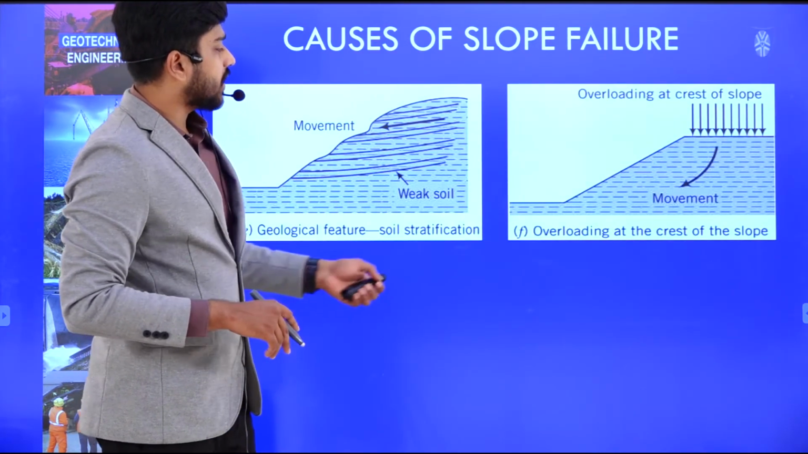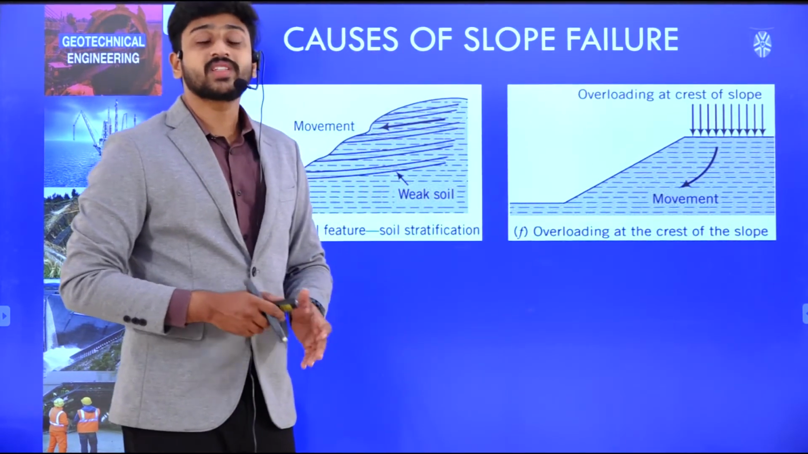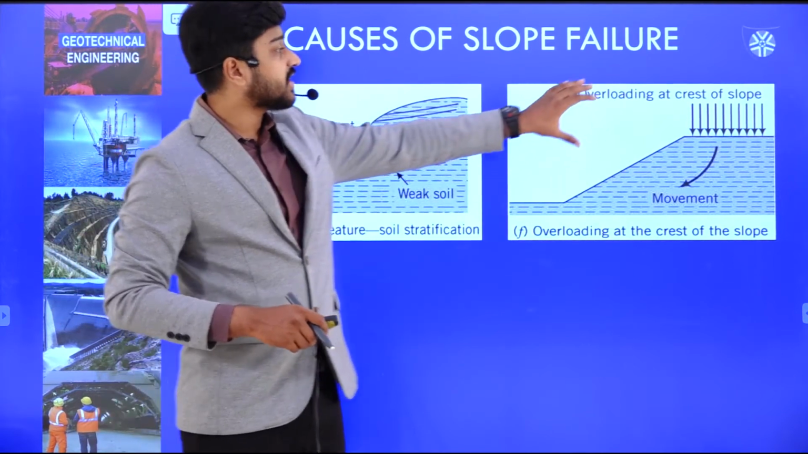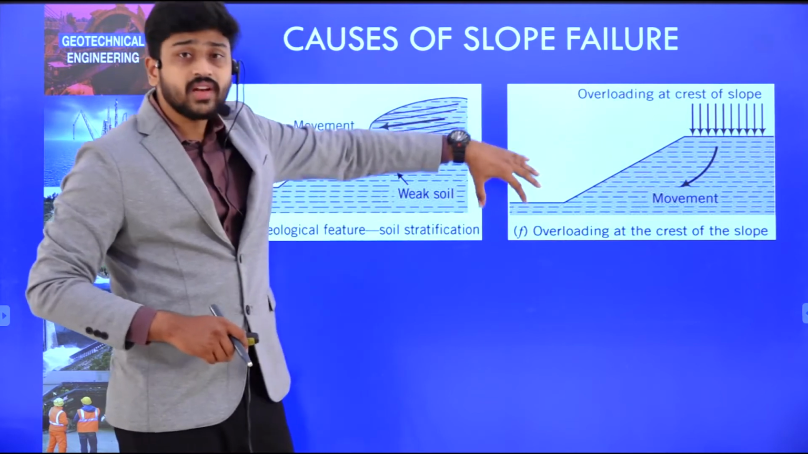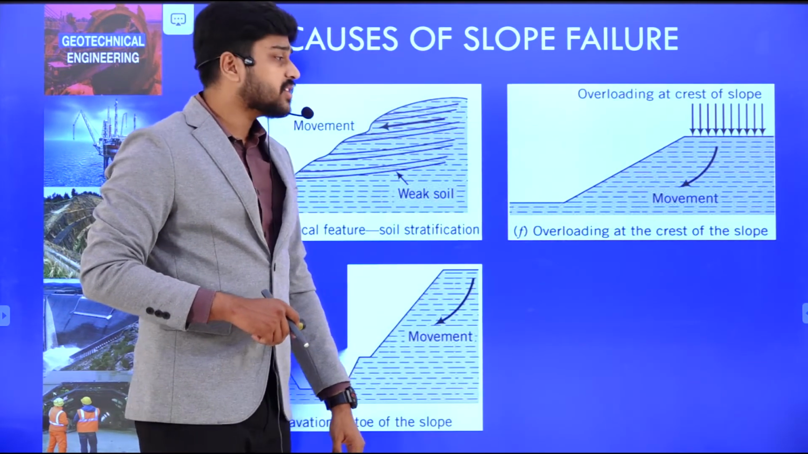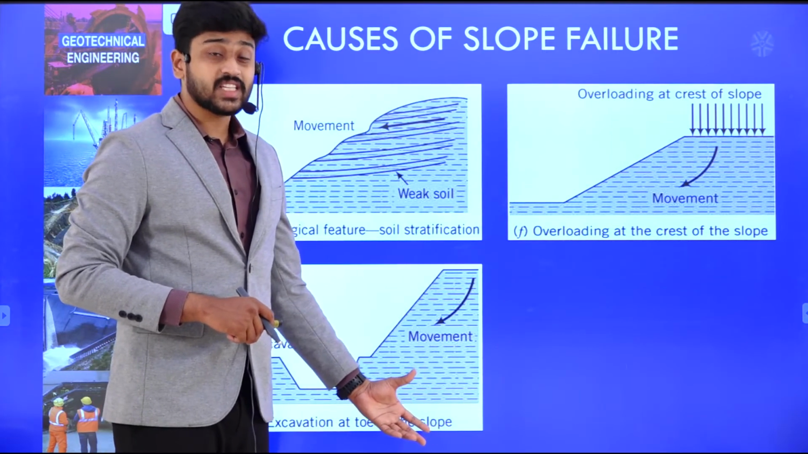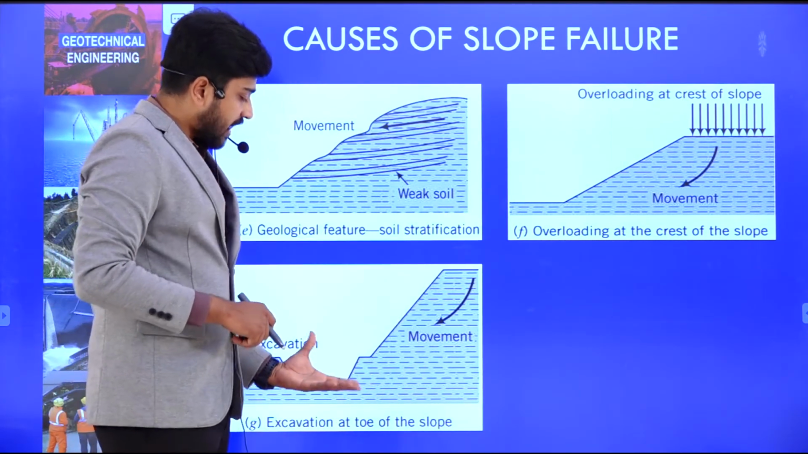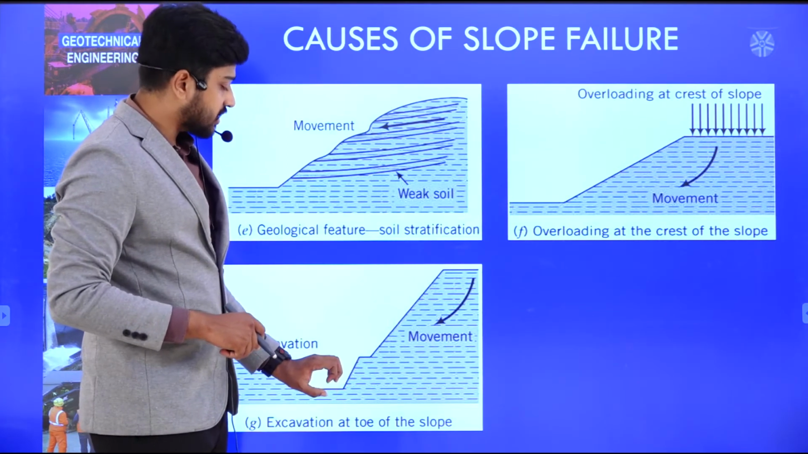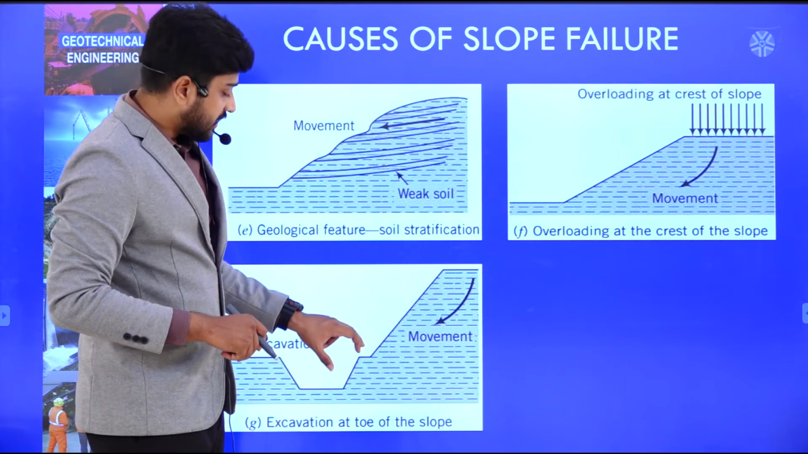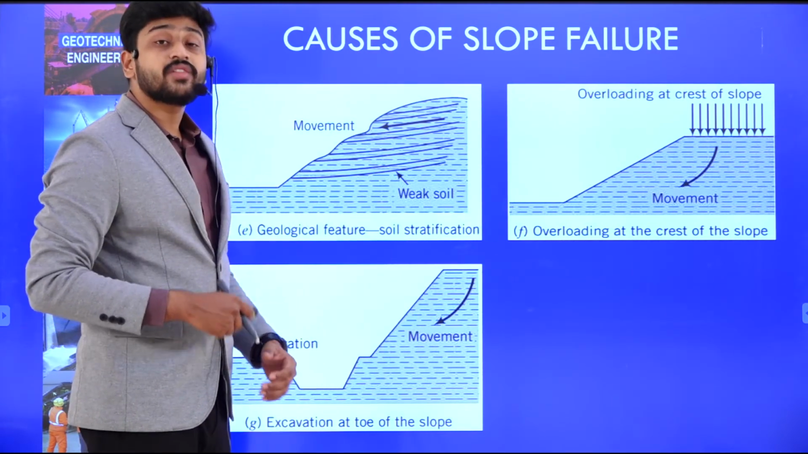Now coming to the other part, that is overloading at the crest of the slope. That means due to the presence of any external load. So as I've stated, if there is an external load applied, the movement of this soil will take place. Let us now look at the other one, excavation at the toe. Imagine this is a slope and at the bottom I am excavating this region. So what is happening now? At this region the soil is not stable, it will try to slide down, and then also a failure may occur.